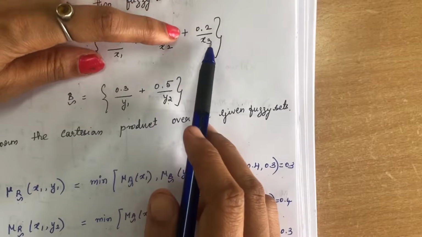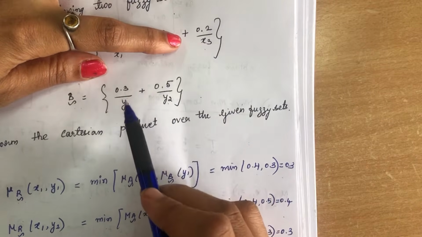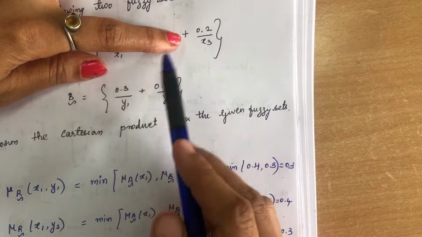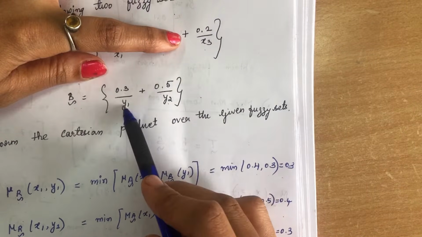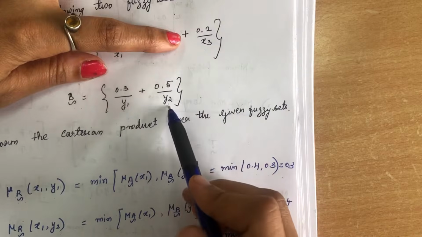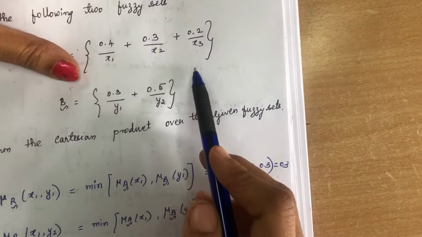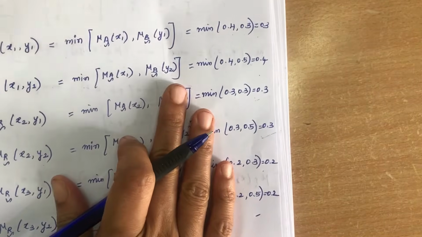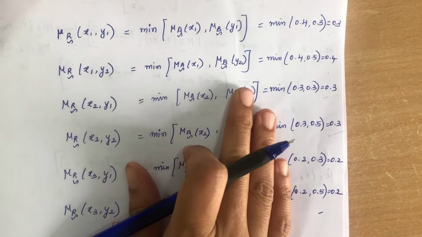Next I go to the variable x3. x3 is compared with y1 and with y2. When I compare x3 with y1, the minimum value is 0.2, and when I compare x3 with y2, the minimum value is 0.2 again. So the answers are 0.2 and 0.2. These are the resultant Cartesian product values.